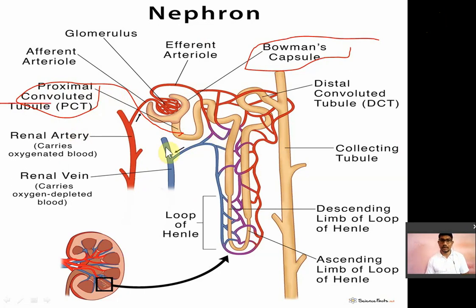After that proximal convoluted tubule, there is a loop known as the loop of Henle. In that you have a descending loop of Henle going downward, and one ascending loop of Henle. Remember, the descending loop of Henle is thinner and the ascending loop of Henle is thicker.